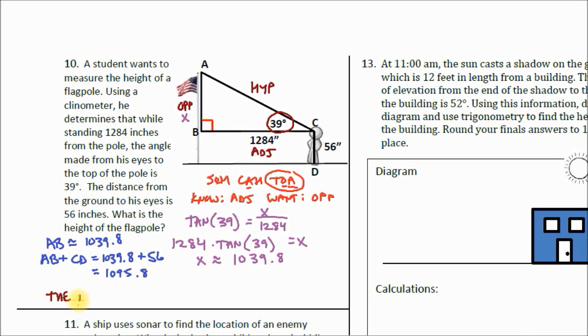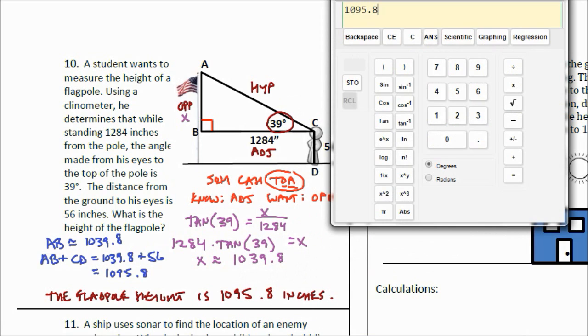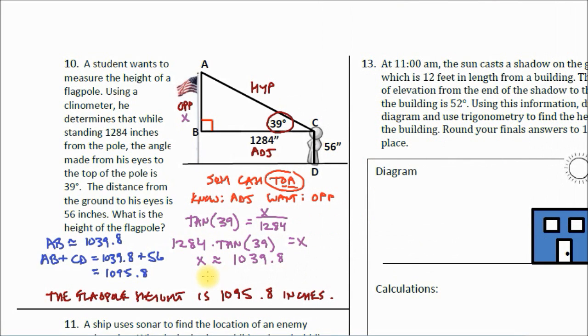The flagpole height is 1095.8, and that is, I think I said feet before. That's actually in inches, class. You look at the measurements here, everything is in inches. 1095.8 inches. Let me check my answer there real quick. 1095.8. Yep, got it. And that's end of question number 10.